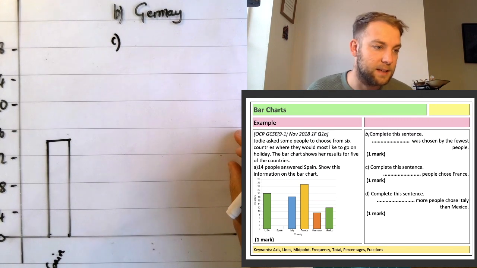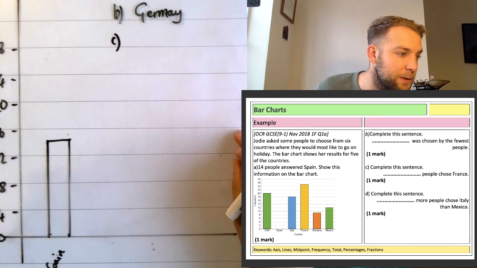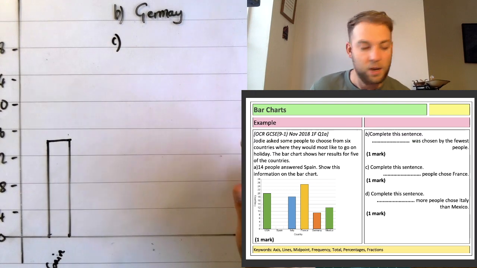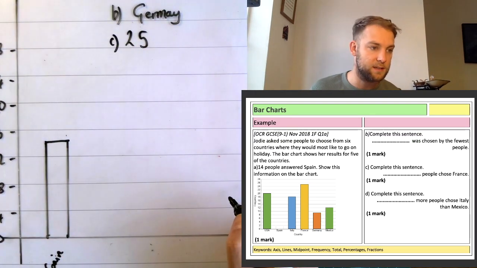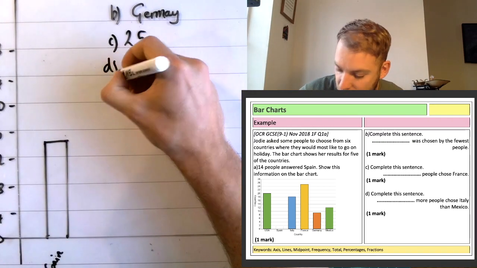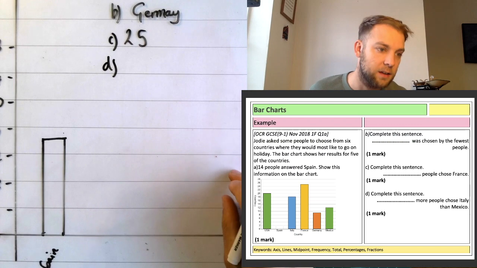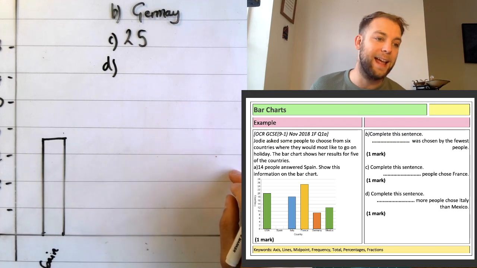Complete this sentence. Blank people chose France. So we go over to France. How many people? Well, you notice on there the France bar is slap bang in the middle between 24 and 26. So that is going to be 25 people chose France. And the last one, now this one's, they usually get gradually harder. Complete this sentence. Blank more people chose Italy than Mexico.